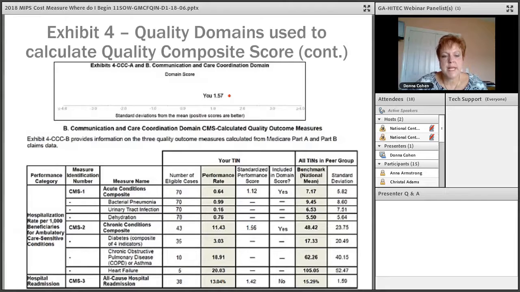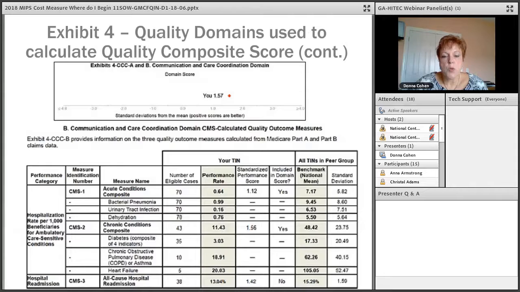So we think about access to care and making sure these patients were getting in early that have a UTI or dehydration and bacterial pneumonia that typically would not require a hospitalization if they were treated early. So you see the performance rate in the middle of the grid here for this particular TIN, and then on the far right what the benchmark was. In this particular slide, the lower the performance rate is, the better, because you want fewer hospitalizations per 1,000 beneficiaries.